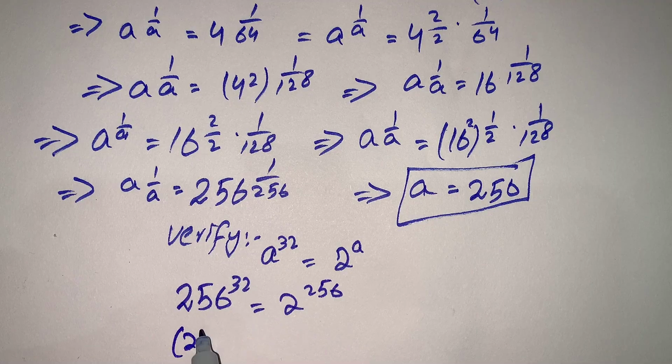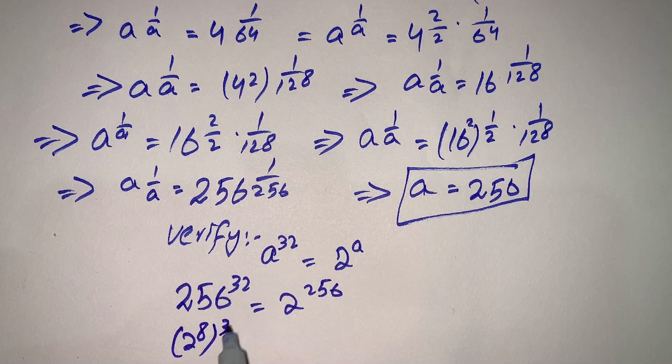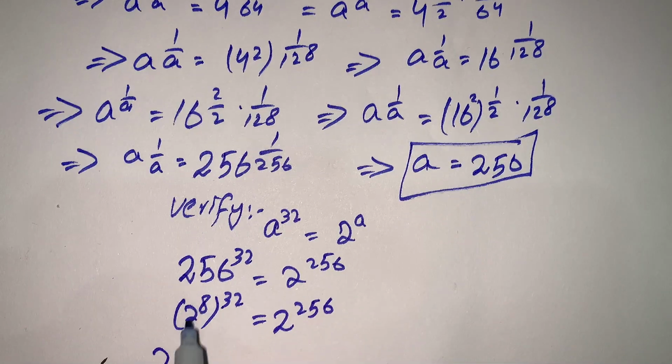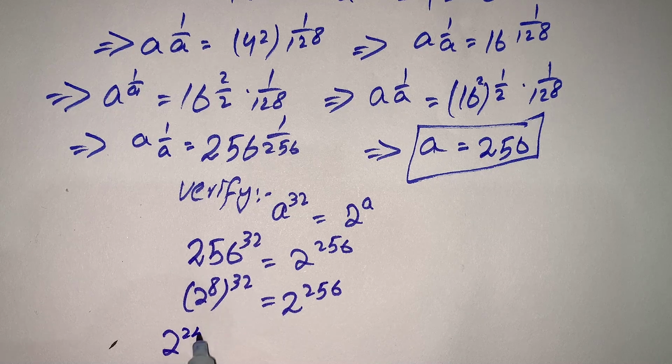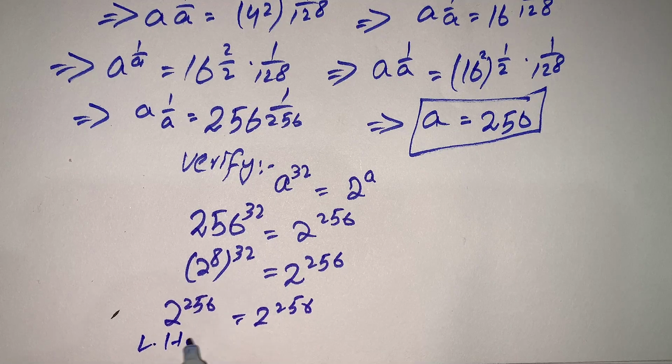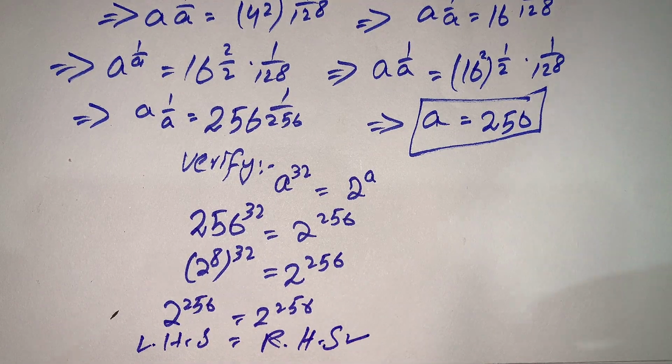This will be 2 to the power 8, whole to the power 32, is equal to 2 to the power 256. 2 to the power 8 multiplied by 32 is also 256, is equal to 2 to the power 256. Our left hand side is also equal to the right hand side. Now our answer is verified.